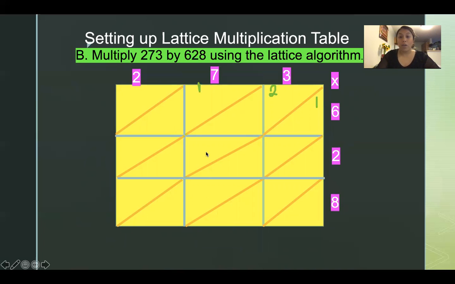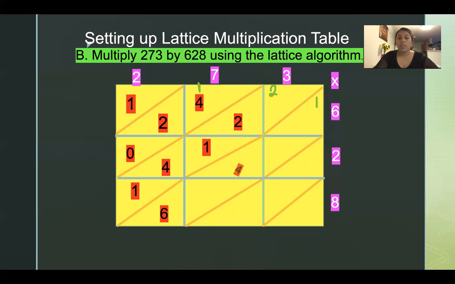But now, since we have 3 numbers, we start from 2 times 6, which gives us 12. We have 2 times 2, which gives us 4. 2 times 8, which gives us 16. Now, moving with the 7 right along. 7 times 6 is 42. 7 times 2 is 14. And 7 times 8 is 56.